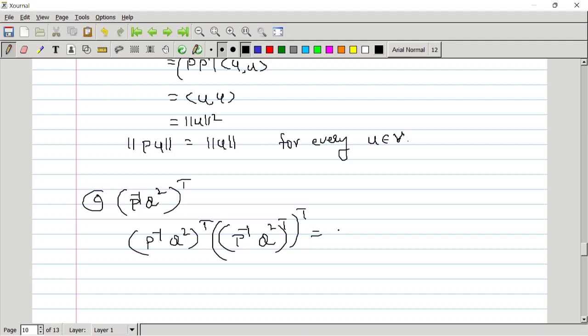So we have the property that whenever A and B are two square matrices, we have AB whole transpose. Let me write with the red pen.